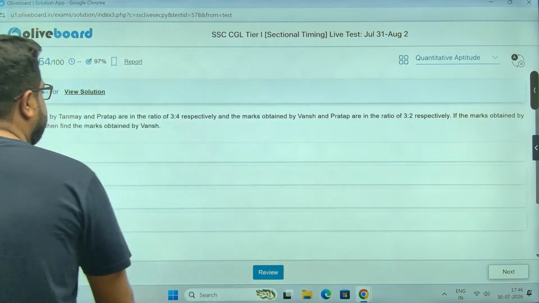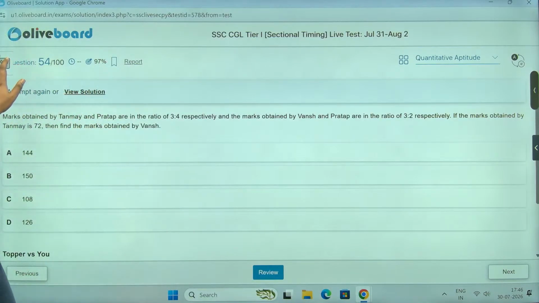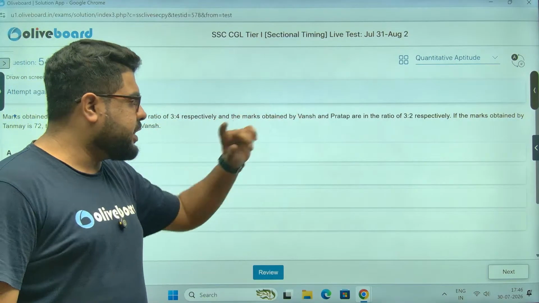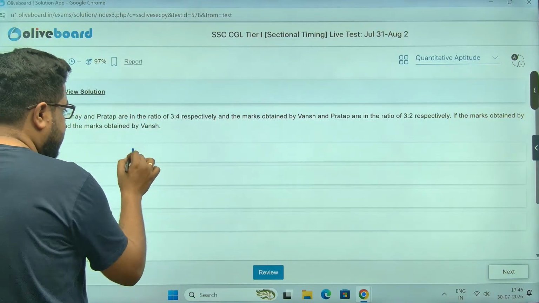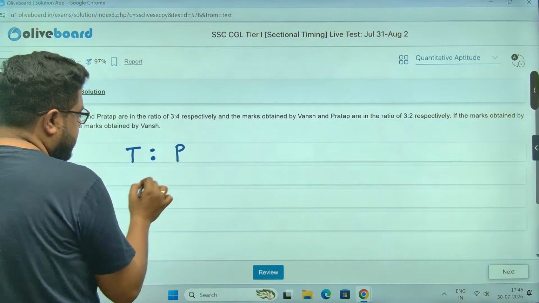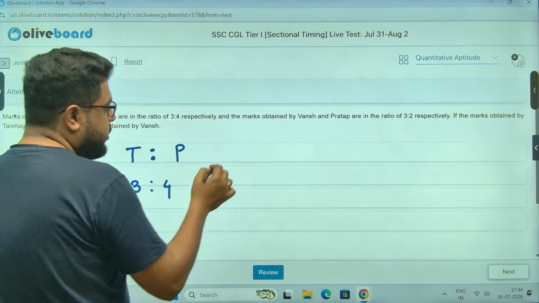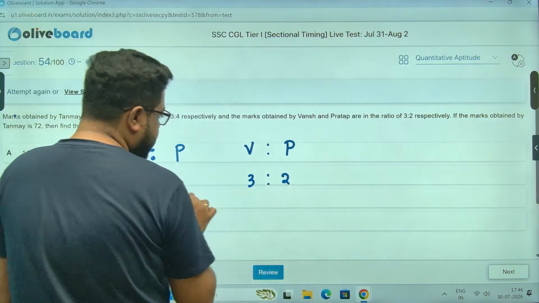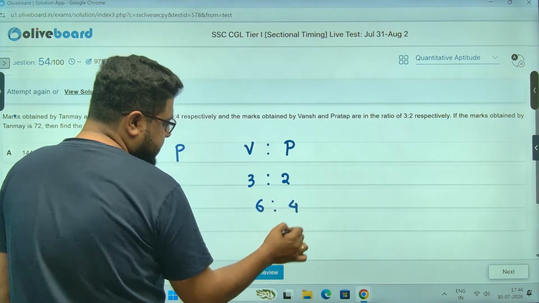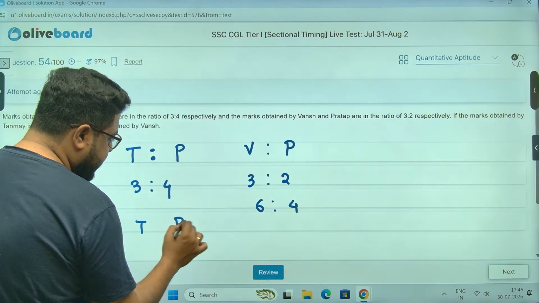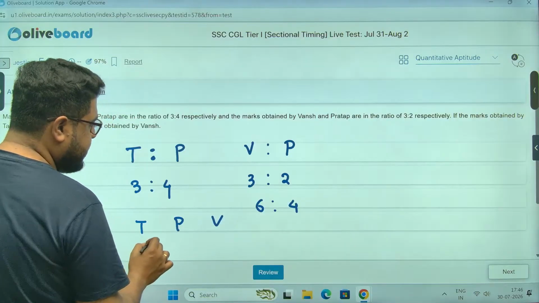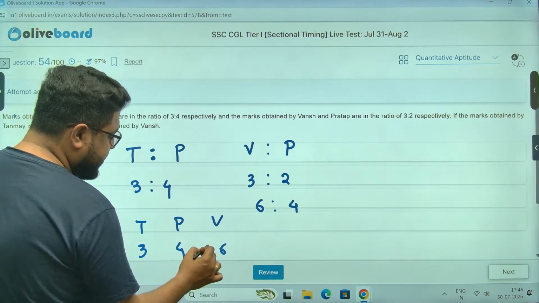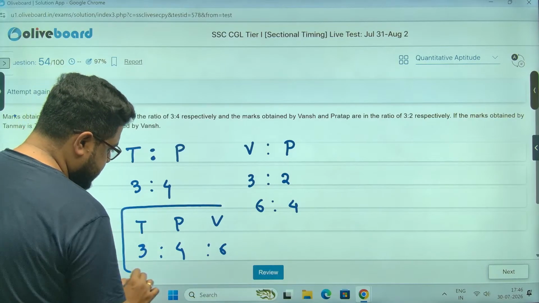Marks obtained by Tanmay and Pratap are in the ratio 3:4. The marks obtained by Vansh and Pratap is this. Tanmay is to Pratap 3:4, Vansh is to Pratap 3:2. Equate Pratap, meaning this will be 6:4. So Tanmay, Pratap, and Vansh: Tanmay is 3, Pratap is 4, and Vansh is 6. This is the ratio.